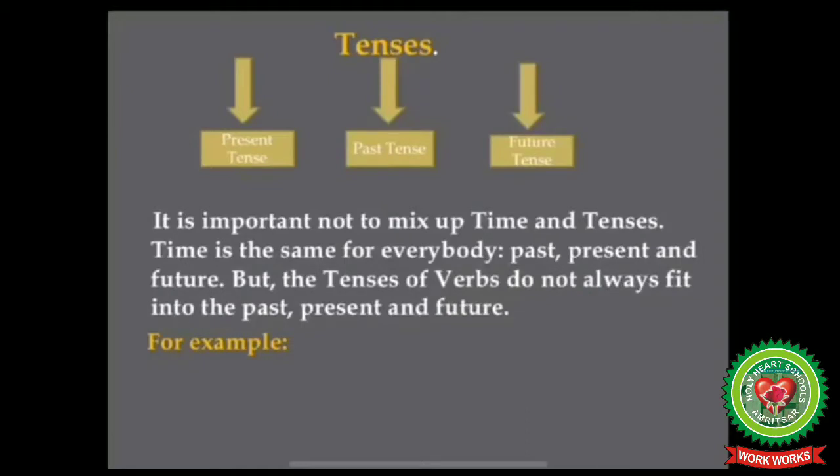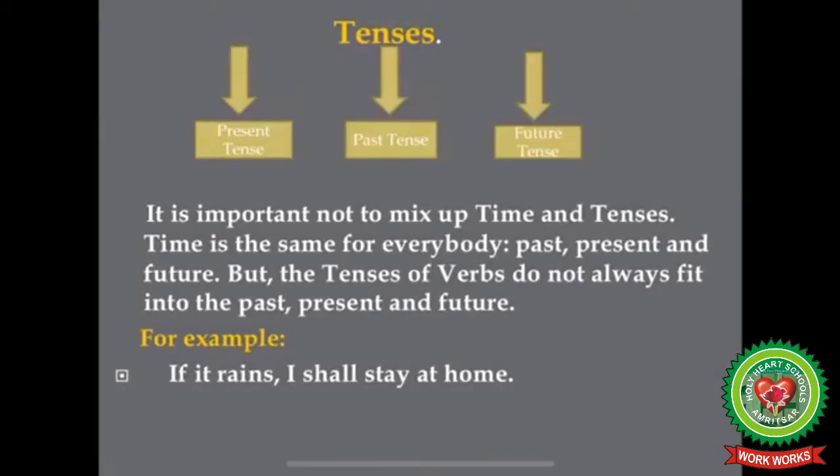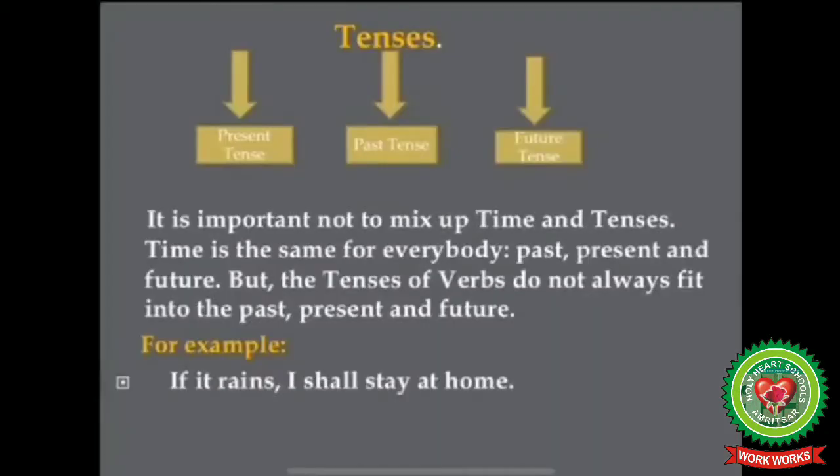What I want to say is, see this example: if it rains, I shall stay at home. Now, both the verbs rain and shall stay refer to future time. But the first verb is in the simple present tense. It is a conditional clause beginning with if. So in this statement, though we are referring to future time, we are using both present tense and future tense in the same sentence. So always keep in mind, time and tense are different.